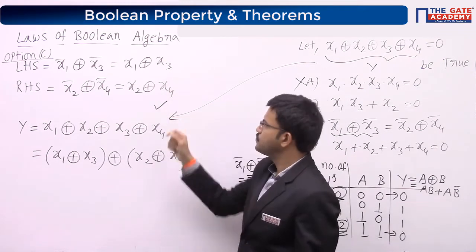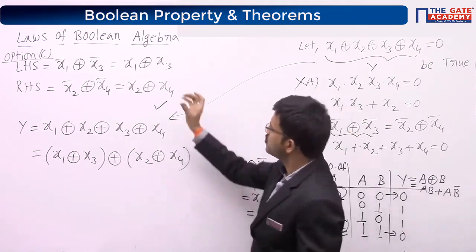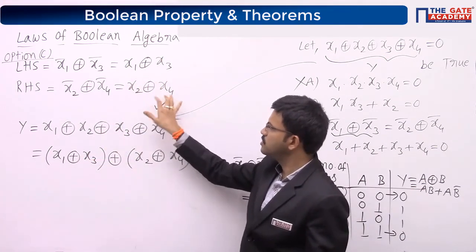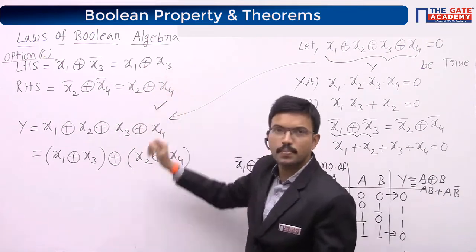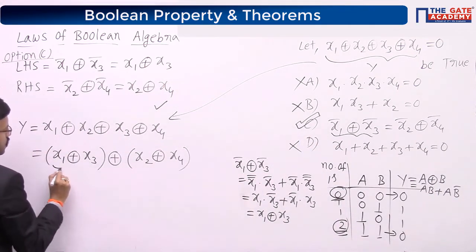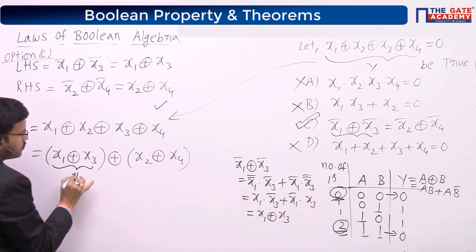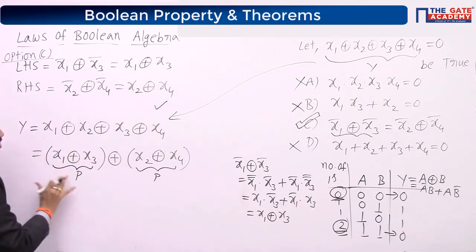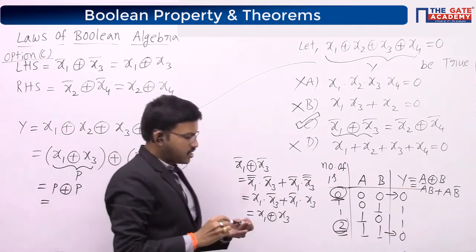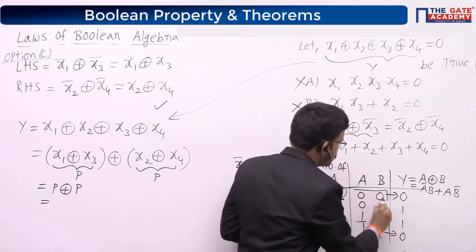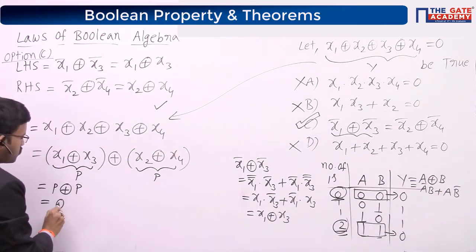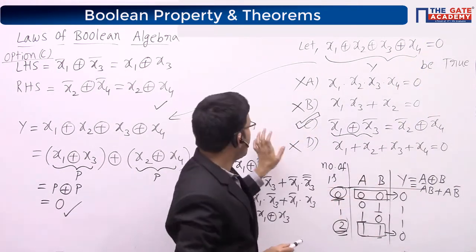Here I have considered option C is true. That means here x1 exclusive OR x3 is the LHS term, and the RHS term is x2 exclusive OR x4. Both are the same, right? So you can assume this is something like P. So this is also P because both are the same. This one is the same as this one, right? So I am getting P exclusive OR P. What is the output? Just substitute here. See, first case and last case: if both are the same, output is 0. So I am getting output 0. That means option C is correct.